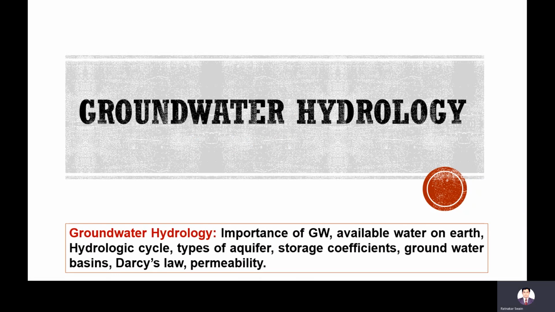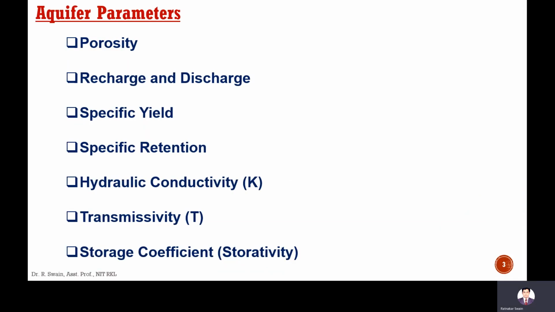So before going to this storage coefficient, first we should know the aquifer parameters. There are different aquifer parameters like porosity, recharge and discharge, specific yield, specific retention, hydraulic conductivity, transmissibility, storage coefficient or storativity. So in the last we'll discuss the storage coefficient. In today's class we'll discuss only porosity, recharge and discharge, specific yield and specific retention.